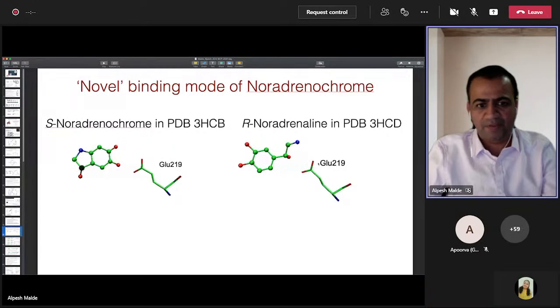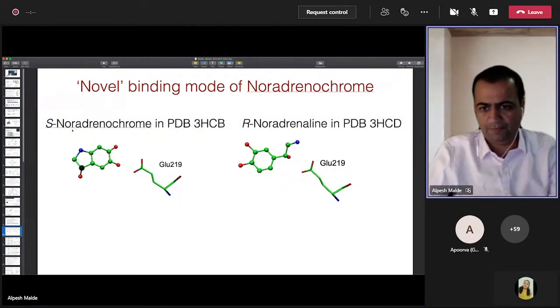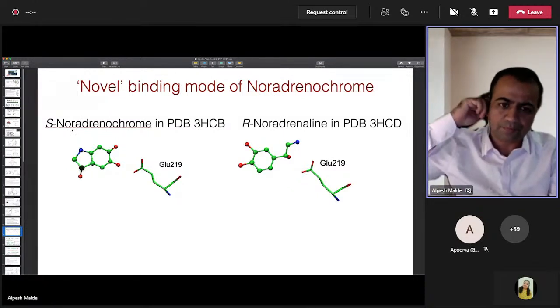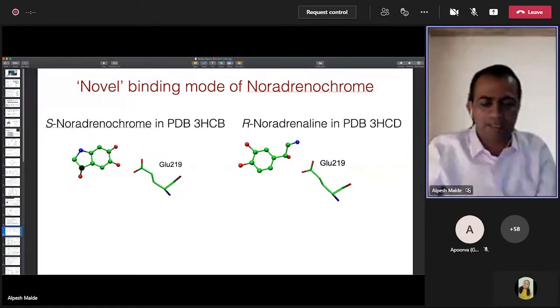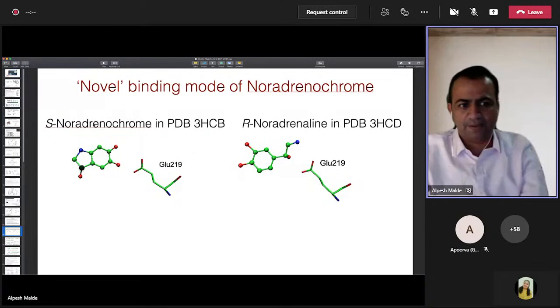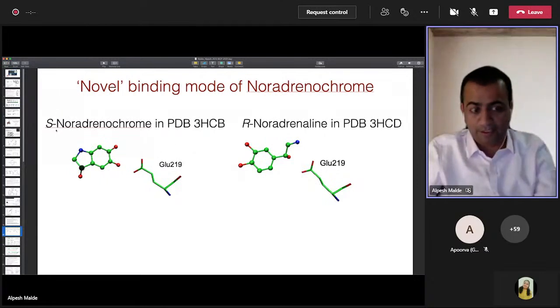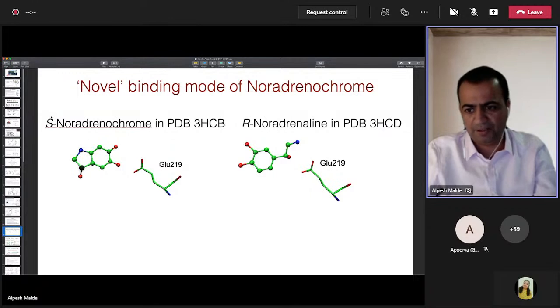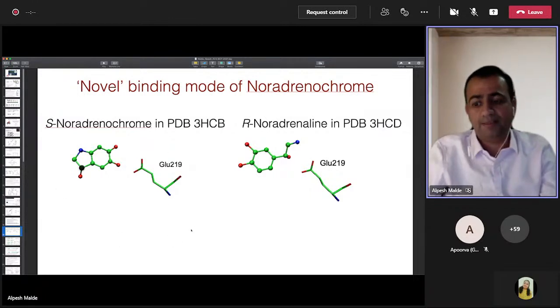And when we look at the orientation with respect to the glutamate in the binding pocket, they have exactly opposite binding modes. So what happened? This structure was published as a novel binding mode in the literature. One thing we realized is that when they were crystallizing this noradrenochrome with the protein, they did not just use the S isomer, they used a racemic mixture. And they took the electron density, and interpreted it as the S stereoisomer for this molecule in this particular orientation.